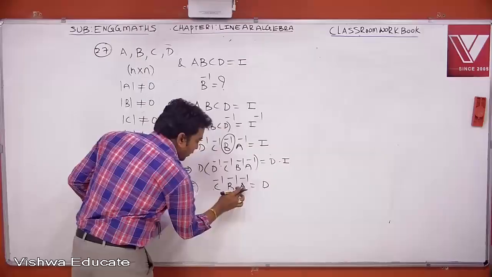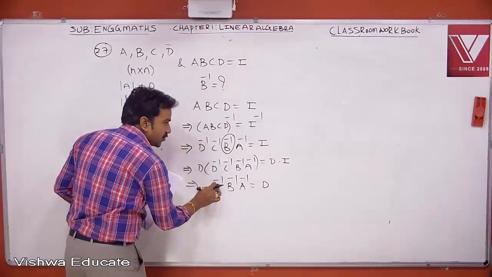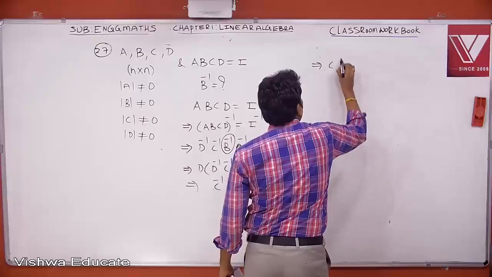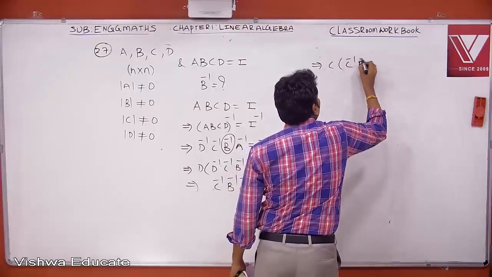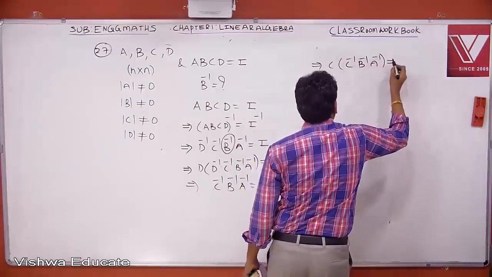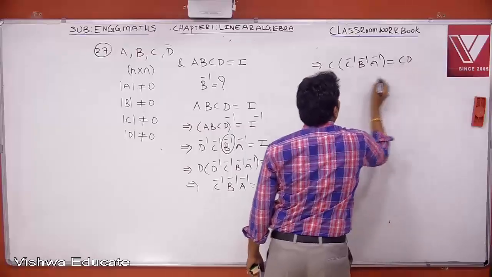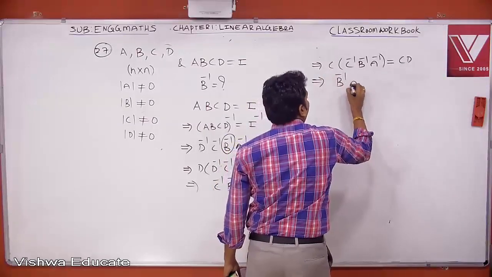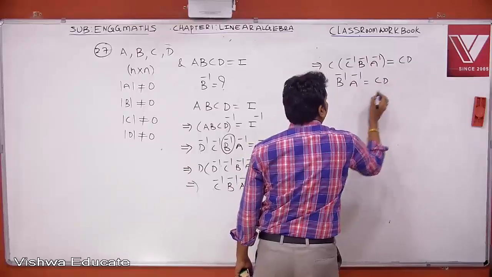Next, you can eliminate either A inverse or C inverse. So I multiply this equation with C on both sides. C into C inverse, B inverse, A inverse equal to C into D. Therefore, C into C inverse is I. So this is B inverse into A inverse equal to CD.